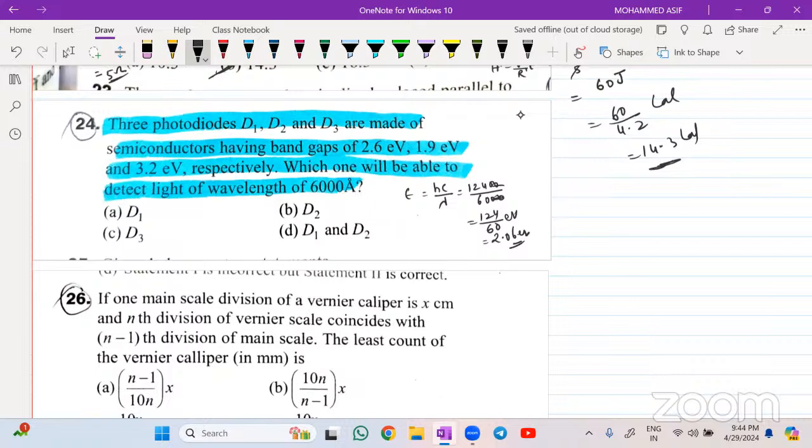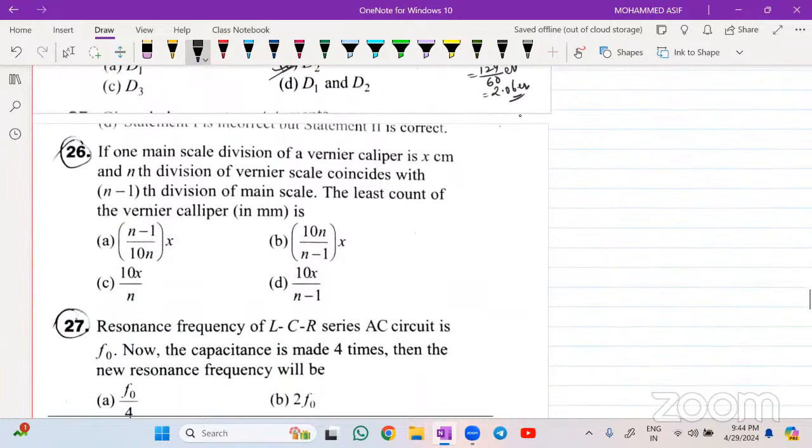So what will be the answer? D1 is 2.6, this is 2.06, 1.9, 3.2. 1 and 3 are not possible. 1.9, and D will be the answer. Clear? So B is your answer for this.